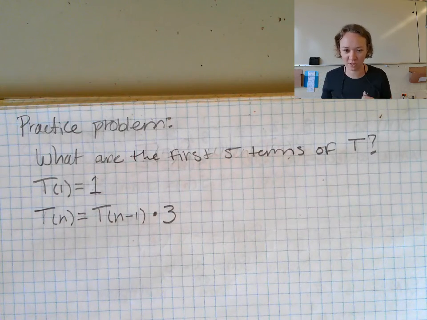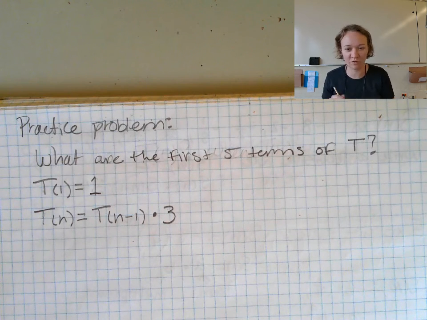All right, finally, for your practice problem, I want you to tell me what are the first 5 terms of t when t of 1 equals 1 and t of n equals t of n minus 1 times 3. Good luck.